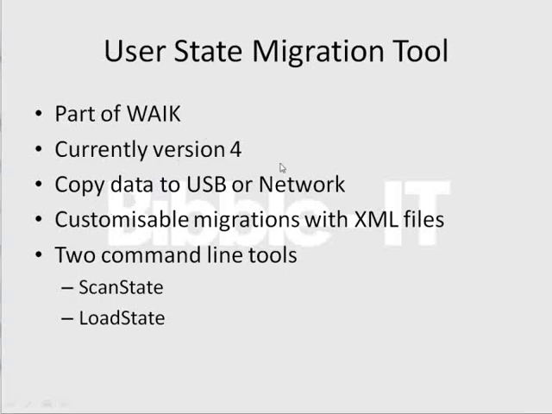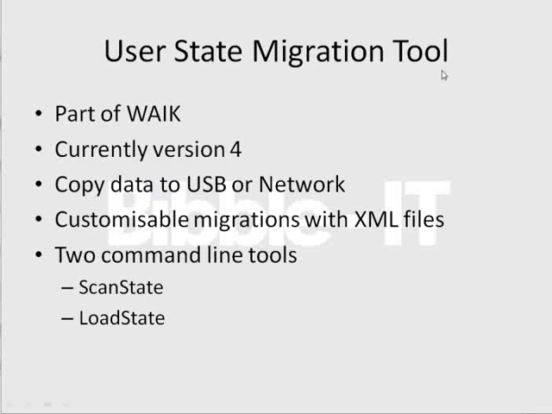Now, previously Microsoft did make the USMT available as a separate download, but unfortunately with version 4 you have to download the WAIK for Windows 7. To do that, if you just go browse around the Microsoft download site, you'll come across the WAIK. It's around 1.2 gig, something like that. You'll need to download and extract and install it, and then you'll find on the hard drive the USMT.